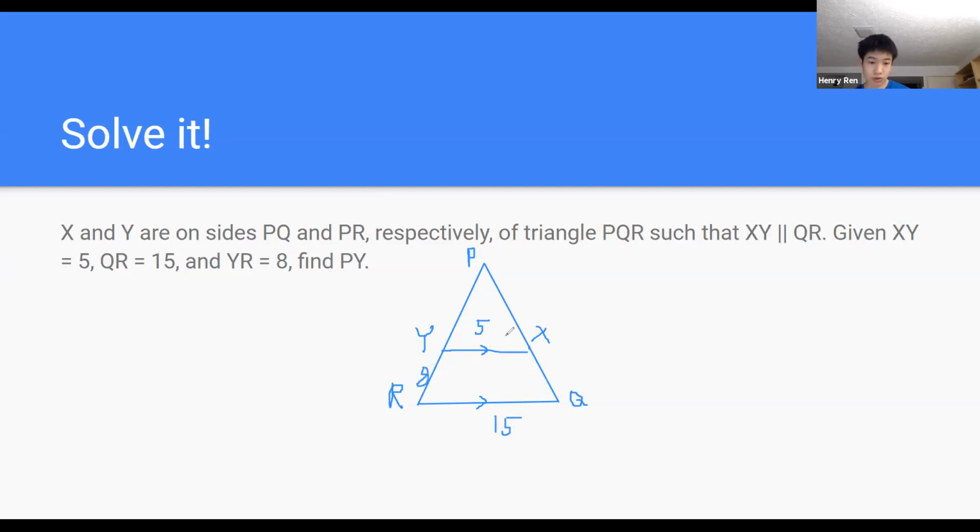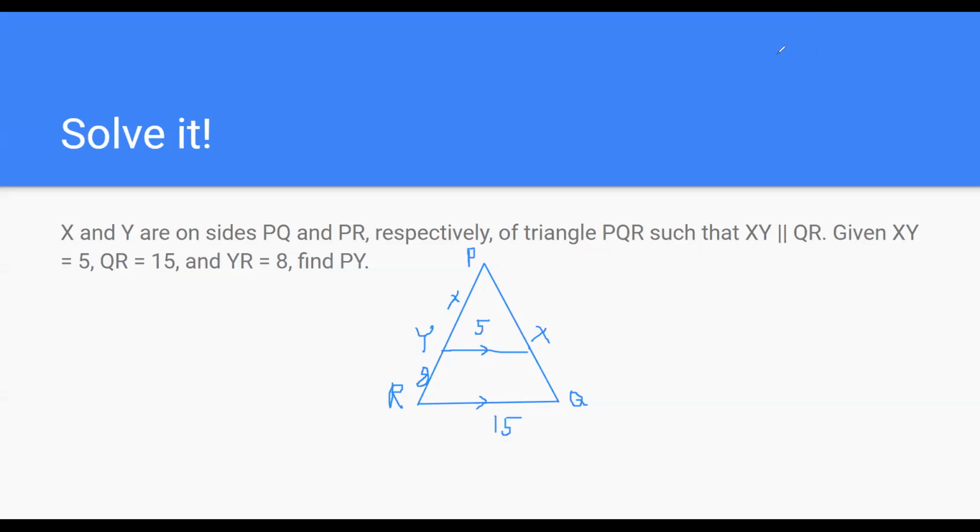Okay, cool. What does the question ask for? They're asking for this side, PY. All right. Does anyone have any ideas? Yeah, go ahead, Maxwell. 16? Can you explain? Yes, 4.